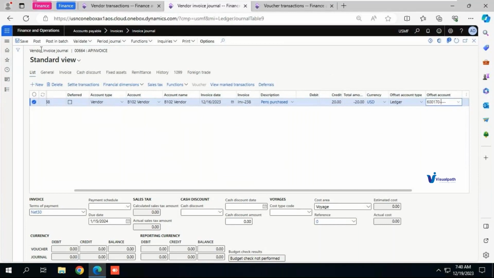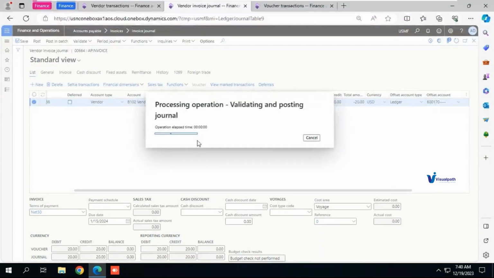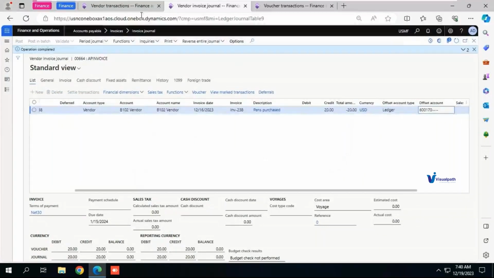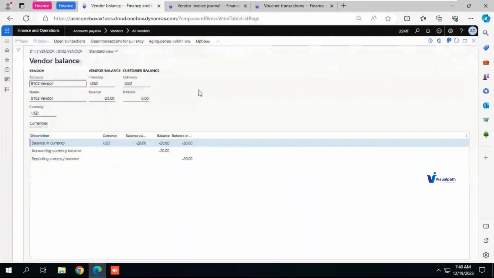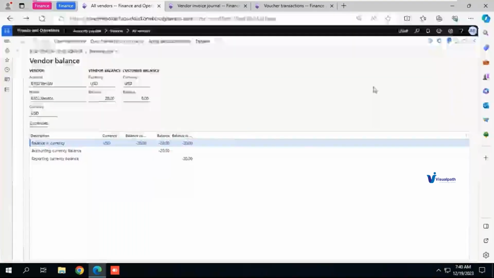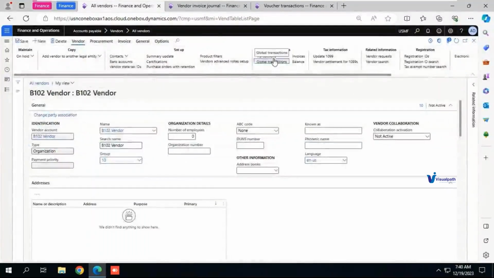You can click on save. You can see here $20 debit and credit. I'm posting. Now if you verify the vendor balance, $20, it is showing minus because I need to pay this money. My company needs to pay $20 to the vendor. That is minus. If you verify the transactions, it will show you minus 20.